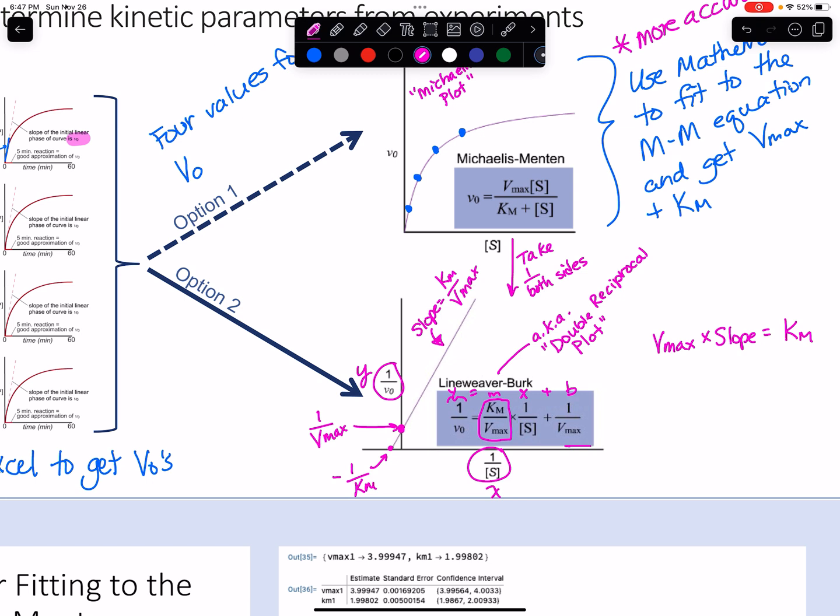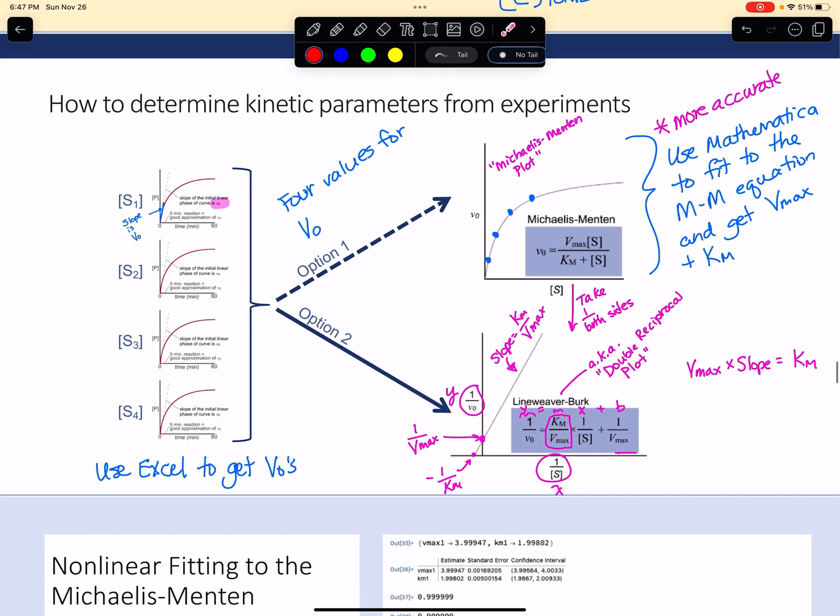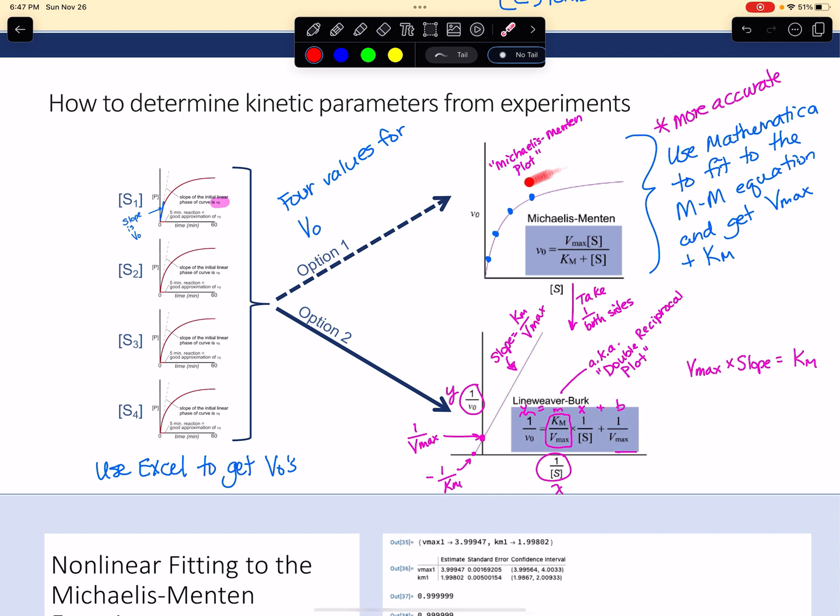So we could use Excel and plot 1 over V0 versus 1 over S, do a linear curve fit, and use the equation for the line. However, our values are going to be very sensitive to any error in our measurement, okay? Because any change in the slope is really going to change the values we get for our parameters. Because it's not complicated to do, we're going to actually fit directly to the Michaelis-Menten equation. And you're not going to have to figure out how to do this.